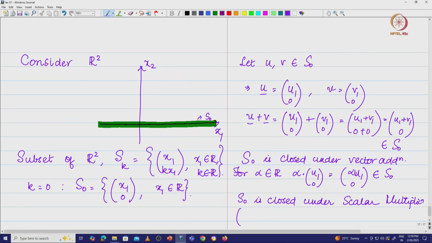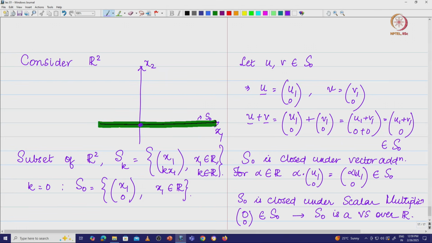We also see u1 equal to 0 is a valid point here, which is this origin. So, 0 comma 0 is an element of S0. Therefore, we see that S0 is closed under vector addition, scalar multiplication, and 0 comma 0 is an element of S0, therefore, S0 is a vector space over R, right.